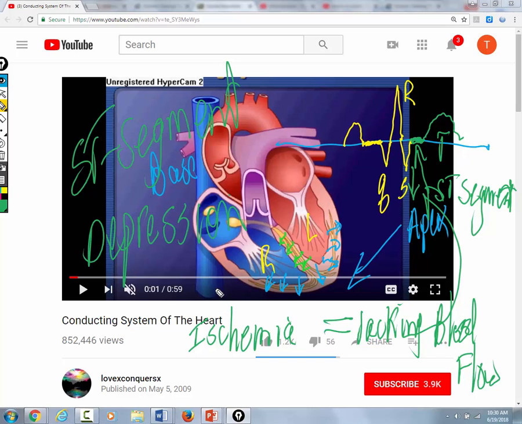What did I say? The doctors look at... Oh, when doctors look at an EKG, what it can tell them is whether or not the coronary arteries are providing adequate blood flow to the heart muscle, the myocardium. Tell me you got that.